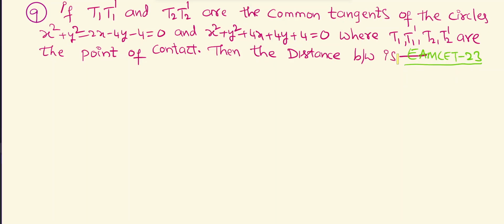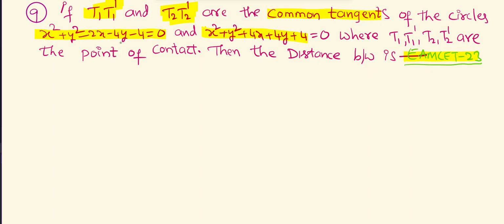Next question, TS EAPCET 23 question. T1T1' and T2T2' are the common tangents of the circles x squared plus y squared minus 2x minus 4y minus 4 = 0 and x squared plus y squared plus 4x plus 4y plus 4 = 0, where T1, T1', T2, T2' are the points of contact. Then the distance between T1 and T1' is asked. The two circles are given.